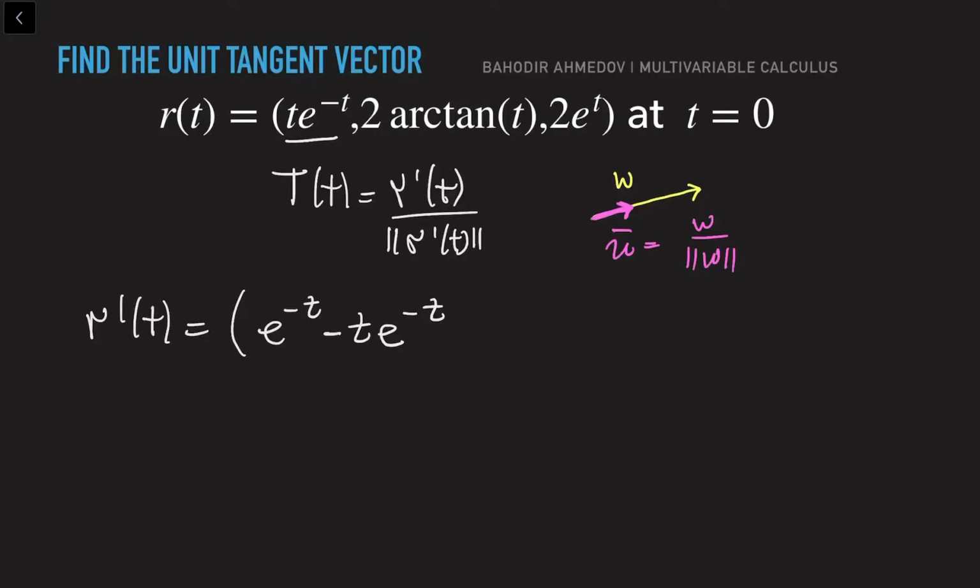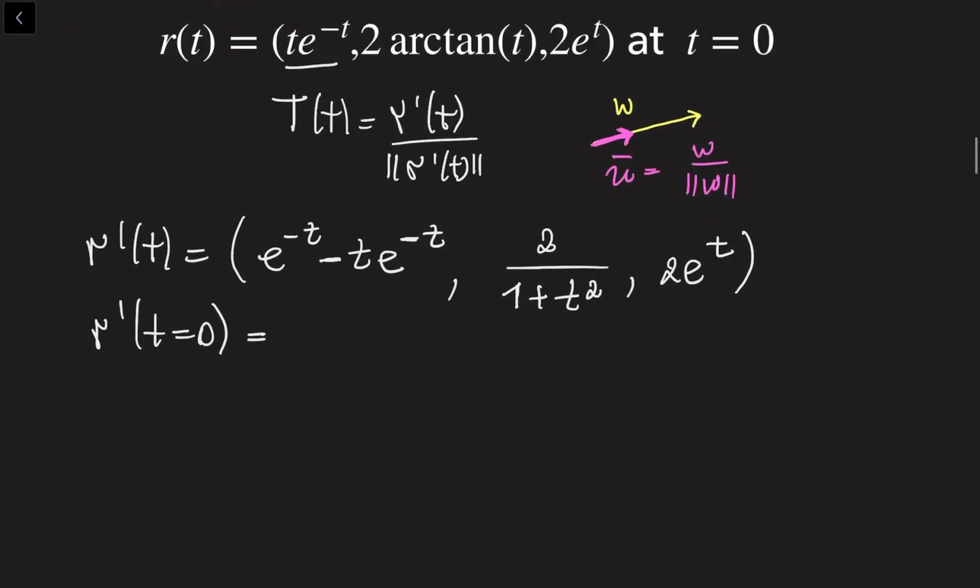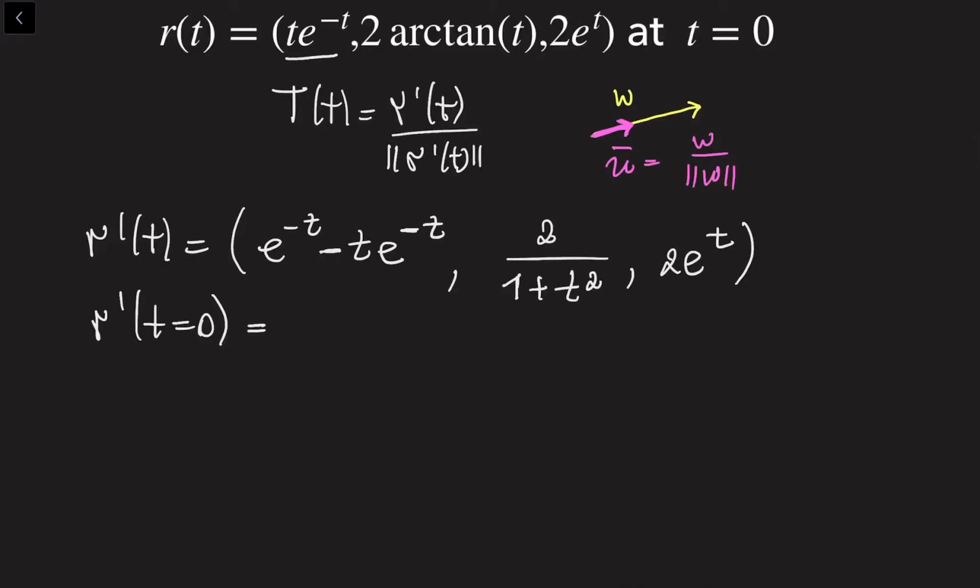So please note that this minus is coming from the derivative of the e in the power of minus t. So the derivative of the arctangent is equal to 1 over 1 plus t squared, and the derivative of t e to the power of t is going to be simply t e to the power of t. So I'm going to substitute t equal to 0 first of all, and evaluate this vector at this position.